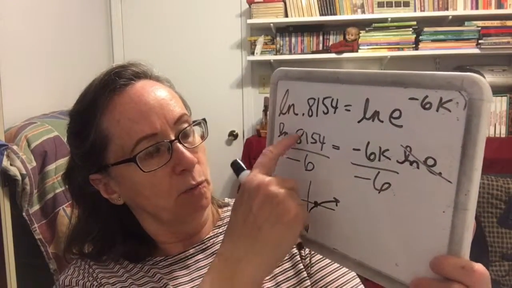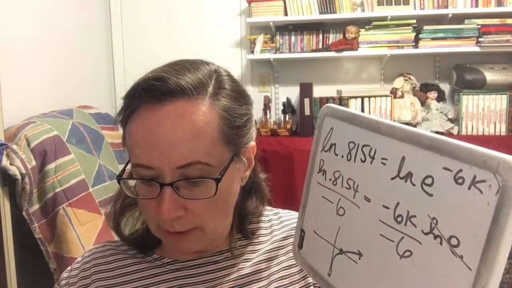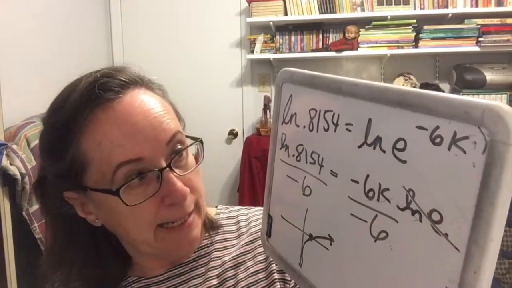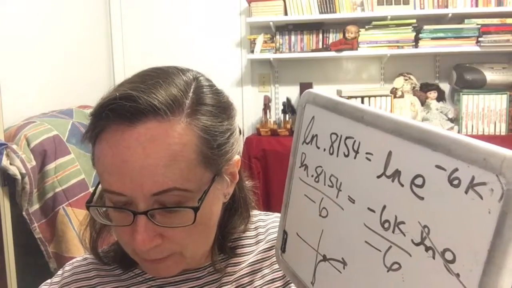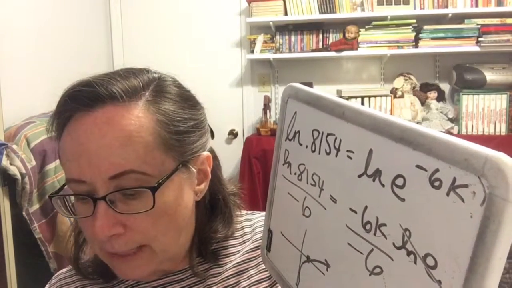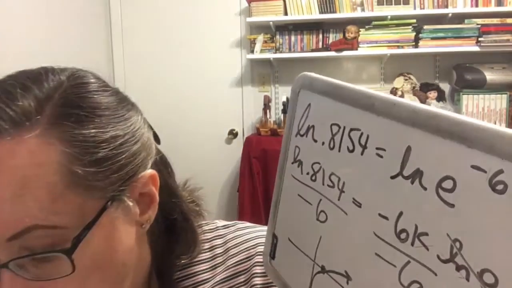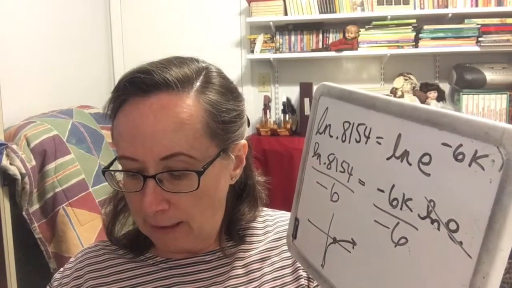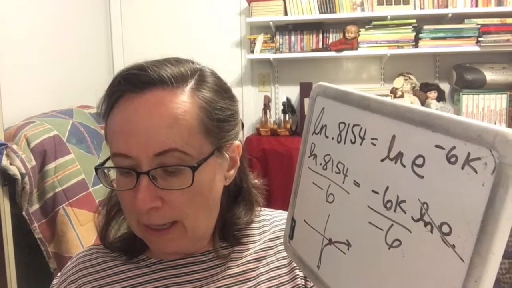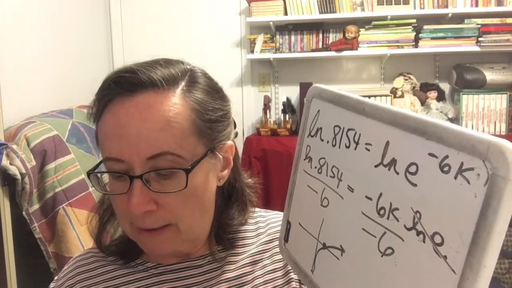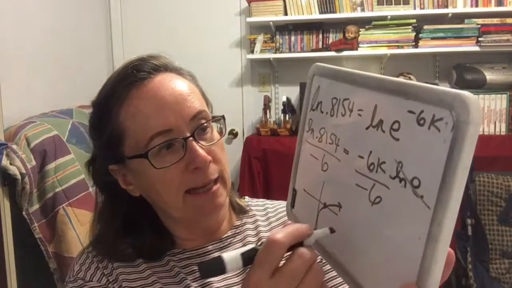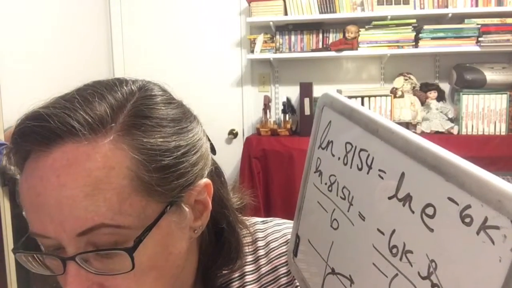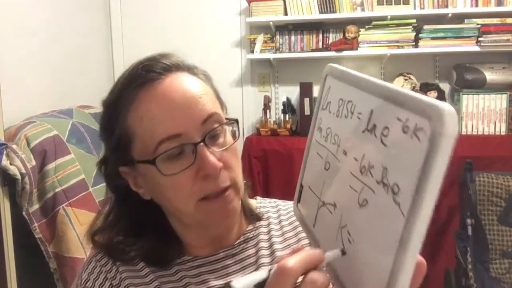Okay, so we're going to divide these up. The natural log of 0.8154 gives me a negative 0.20407, and then I'm going to take that and divide it by negative 6, and I get that k is equal to 0.0340.